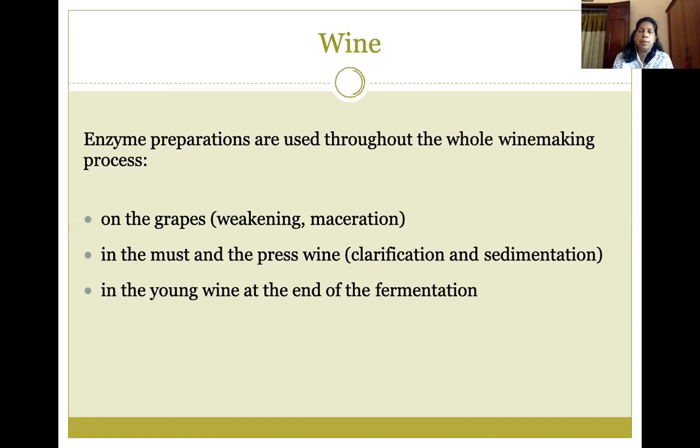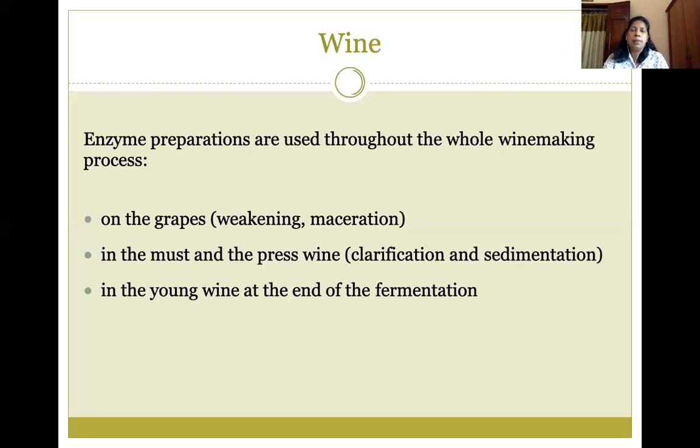So, if we have some experience, you know that wines have different tastes, right? Even the temperature, the humidity, the fertilizer, and the water, everything they control to make a good grape. Once they get the grape, they have to be very careful to make wine out of that grape, right? Therefore, for the weakening and the maceration purposes, and to do it quickly and nicely, they use enzymes.